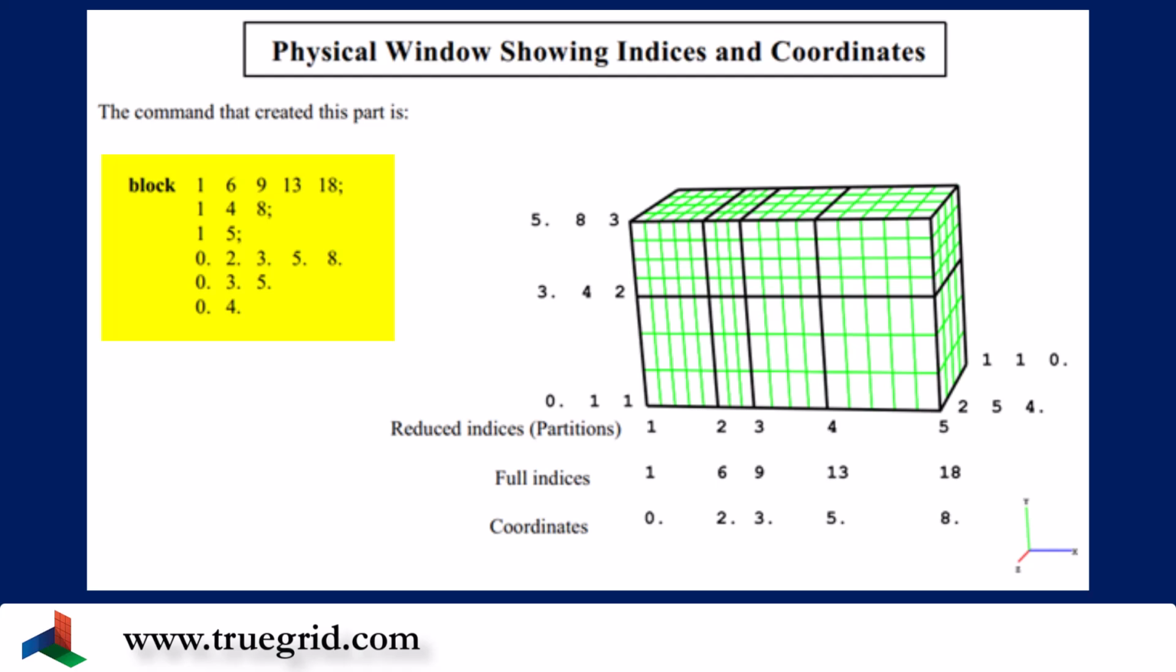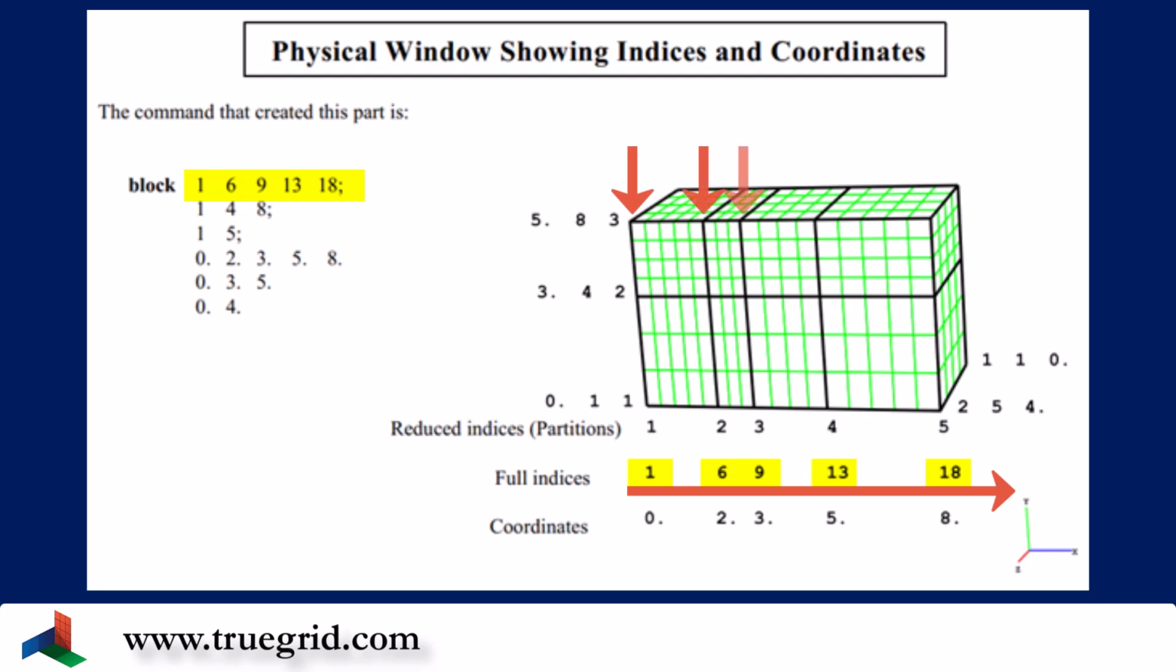Here is the TrueGrid block command. In the I direction, we go from 1 to 6 to 9 to 13 to 18. In the picture of the mesh, we see I going left to right, and its nodes 1, 6, 9, 13, and 18 are each represented by partitions, shown here as black lines. A partition is like a slice of the mesh, and they are named corresponding to their node number, originating from the block command we entered to create the mesh.